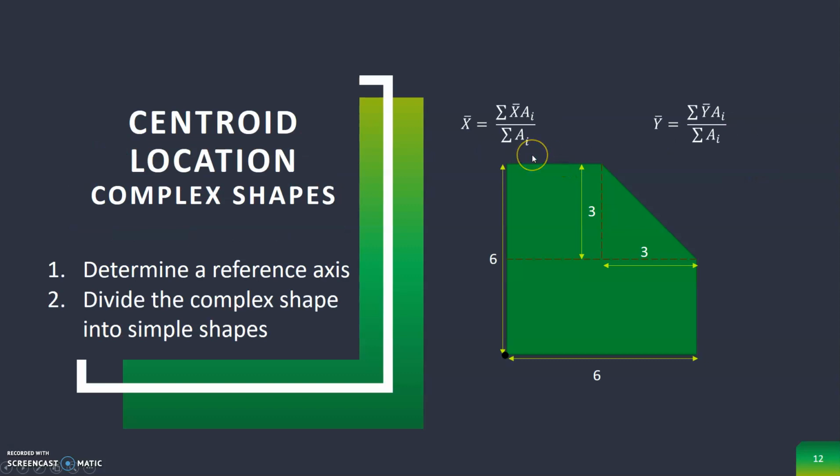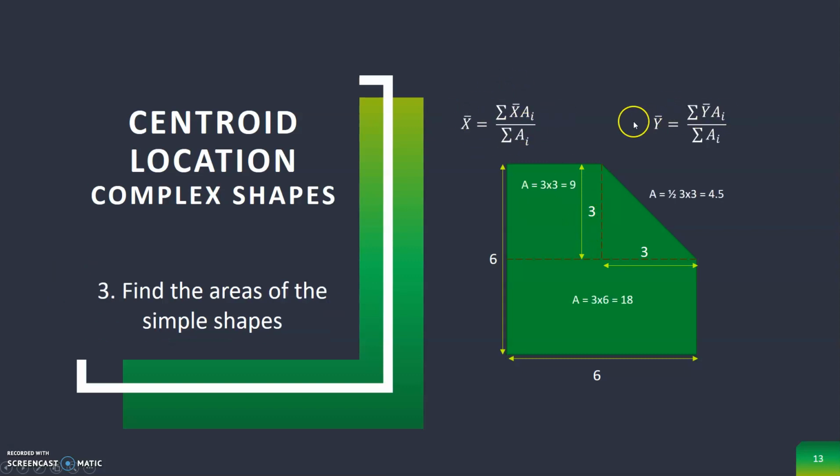Well, let's go through that. So first, we have to determine the reference axes. So we're going to say it's right here, this black dot, bottom left-hand corner. Then we're going to take our complex shape and divide it into regular shapes, shapes that we can deal with. Then after that, we can start using these equations. We're going to find the areas of our simple shapes. So we know this shape is a 3 by 3, so 3 times 3 is 9. This shape is 3 by 3 again, but it's half that because it's a triangle, so half of 3 times 3 is 4.5. And we've got a rectangle, 3 times 6, which is just 18.